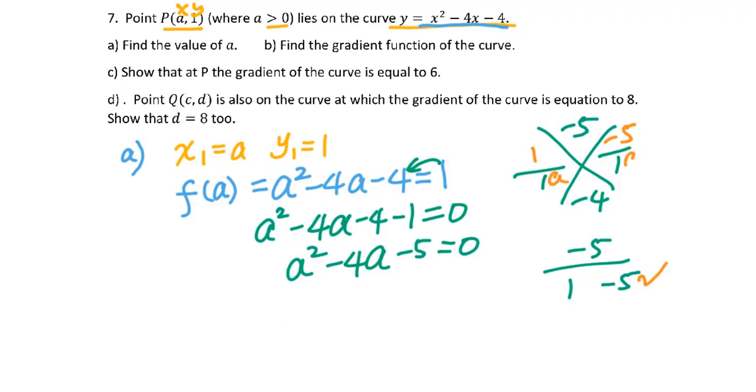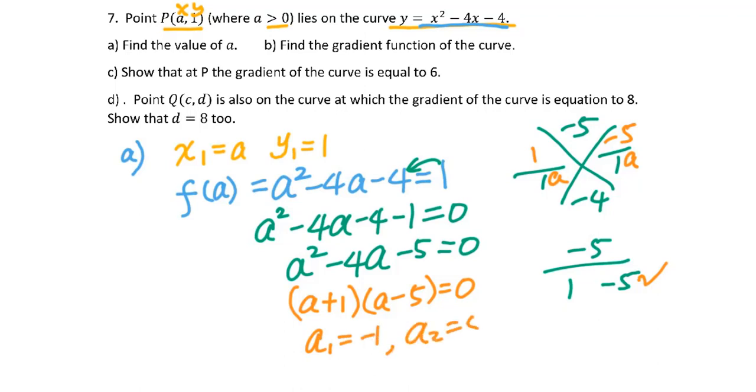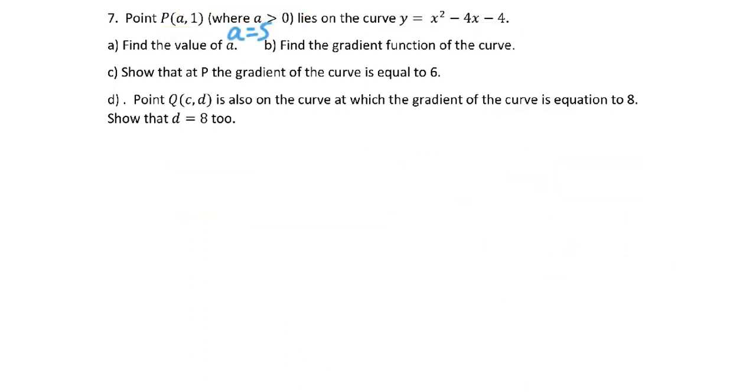You get 1 and negative 5. Here's a, this is a. Bottom up, you get (a plus 1)(a minus 5) equal to 0. Therefore, a1 equals negative 1 and a2 equals 5. Here, since a is positive, that's why we take this one. This one we cross out. a equals 5. Let's go to B.